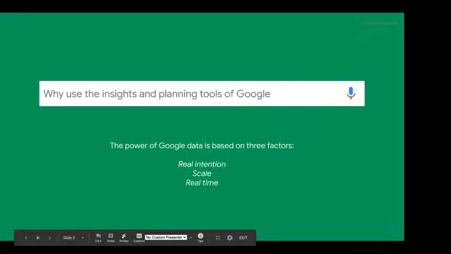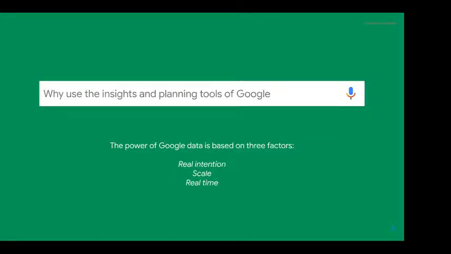So firstly, and probably most importantly, why exactly should we use the insight and planning tools that come from Google? I believe that the key power and value of them lie within 3 factors. One is real intention that we're able to capture. The second one is definitely scale. And third is real time, in case that's the type of data and insight that you actually need. So I'll go through these in a bit more detail just to explain what we mean.